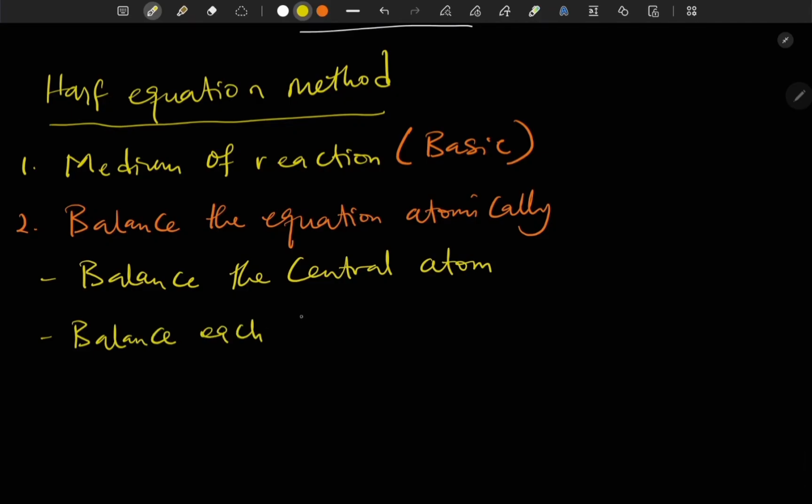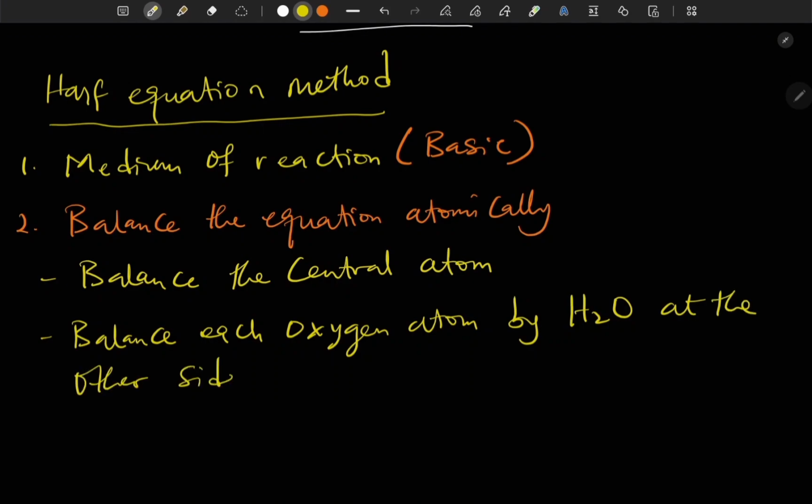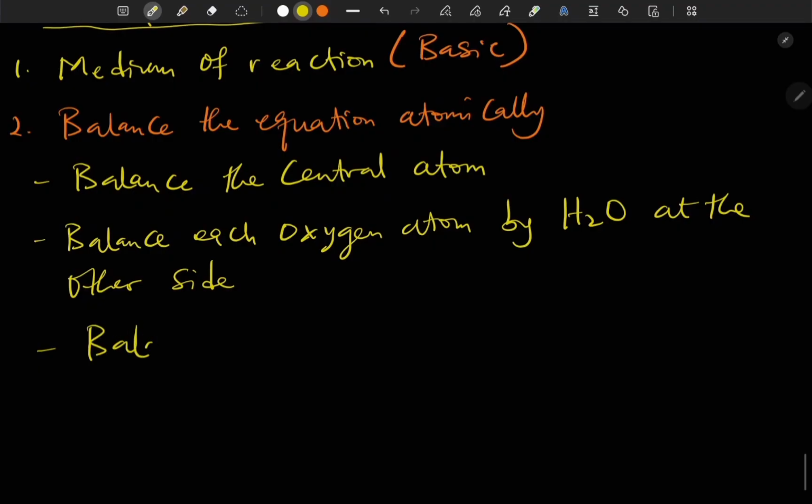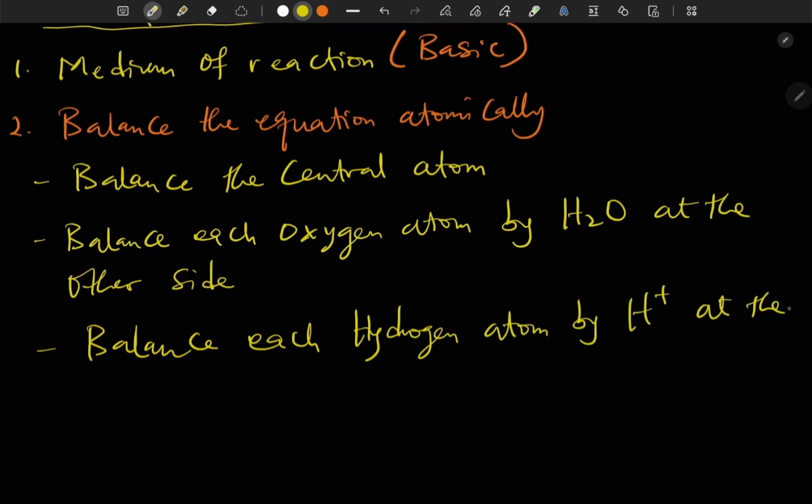Then balance each oxygen atom by H2O at the other side, just like we did for acidic medium, but there is something that will be particularly different for this basic medium. Balance each oxygen atom by H2O at the other side, then balance each hydrogen atom by H plus at the other side. Remember this.